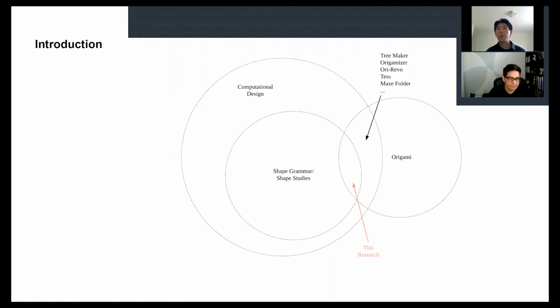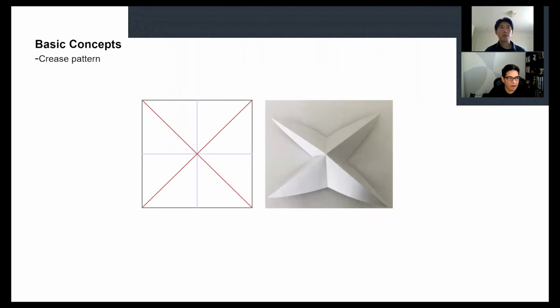There are also some important research or computational design methods for origami we want to mention. For example, the Tree Maker by Robert Lang, Origamizer by Erik Demaine and Tomohiro Tachi, Orirever by Jimitani, and Test by Alex Batman. What we found is that sometimes this research is not really combined with shape grammars, which is what I intend to do in this presentation. To start, I'd like to introduce some basic concepts, such as basic folds.